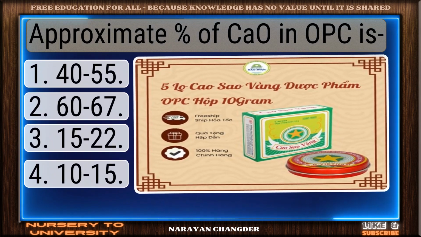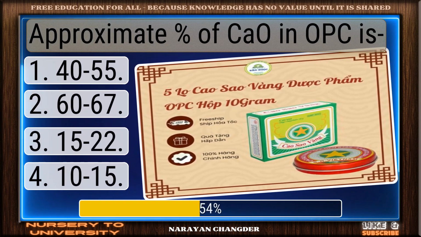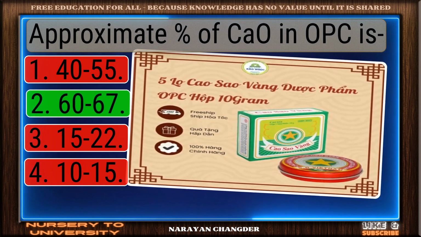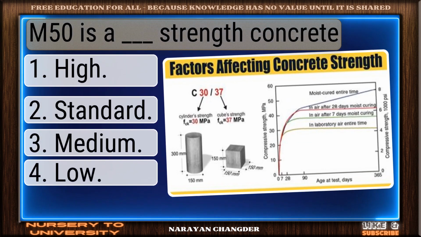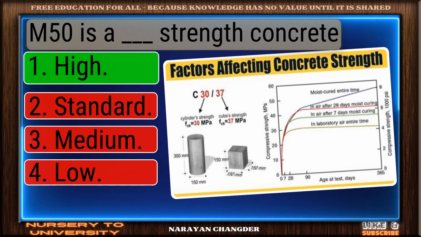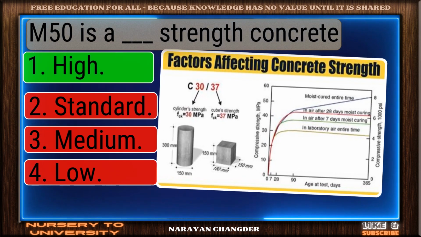Approximate percent of lime in cement is. Valid point. 60-67 is true. M50 is a dash strength concrete. Good job. Your answer high works well here.